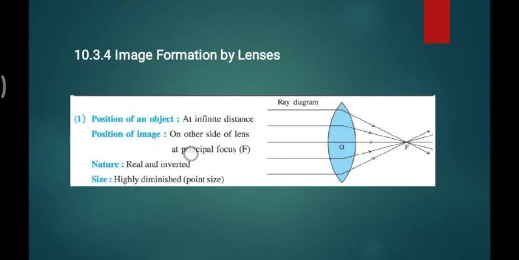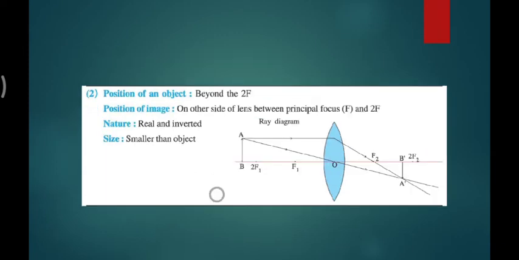As you can see, the position of the image is at f, on the principal focus. The nature is real because the rays are actually meeting, and inverted, and highly diminished, a point size.